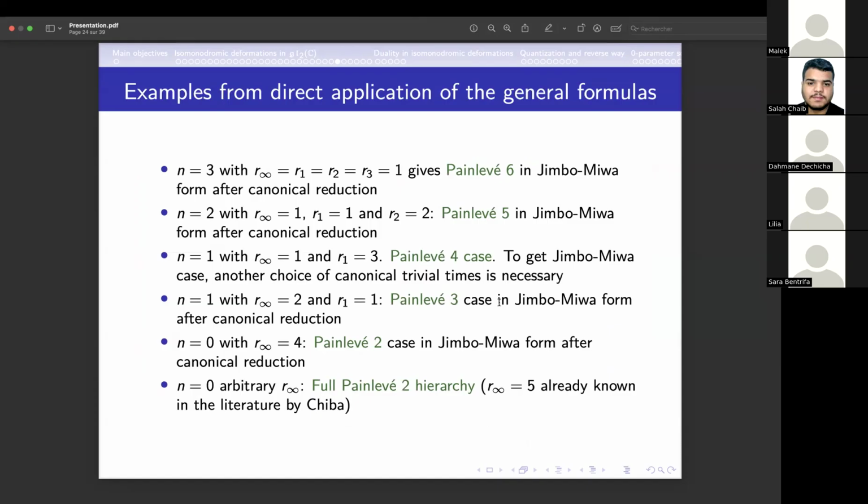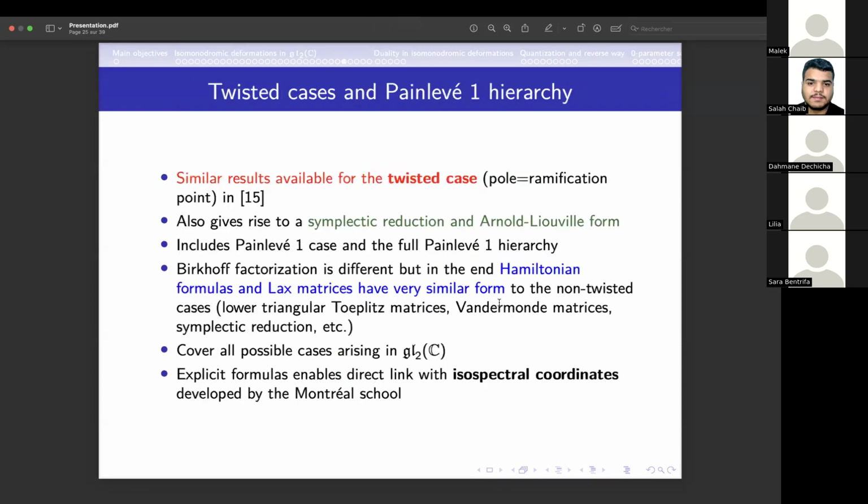And we were able to get exactly the canonical reduction of Jimbo-Miwa of the Japanese school. We considered other examples, for example, Painlevé 5, Painlevé 4, Painlevé 3, Painlevé 2. We considered the full Painlevé equations, all 6 of them. So now we have only 5 Painlevé equations because the Painlevé 1 is actually a twisted case. But we are also able to do that. So we did that also in a different paper, in the second paper.